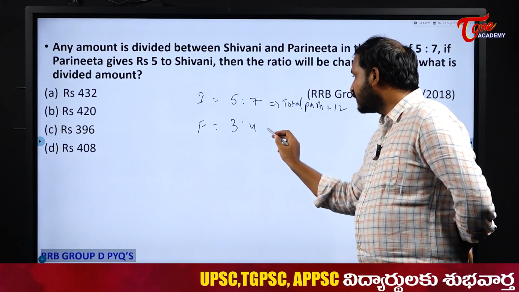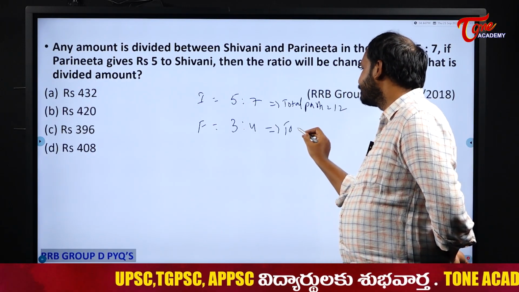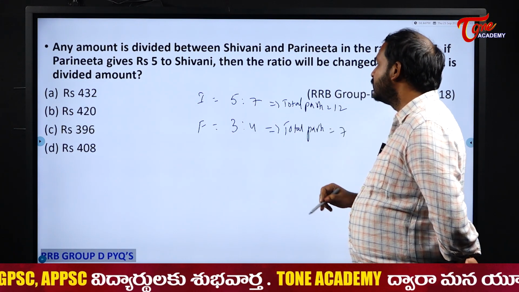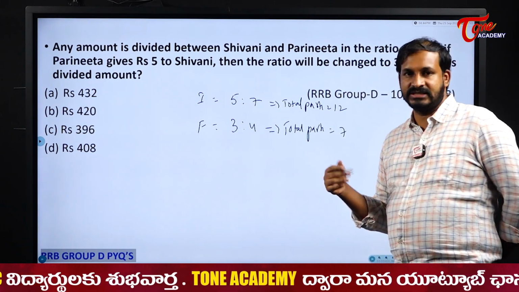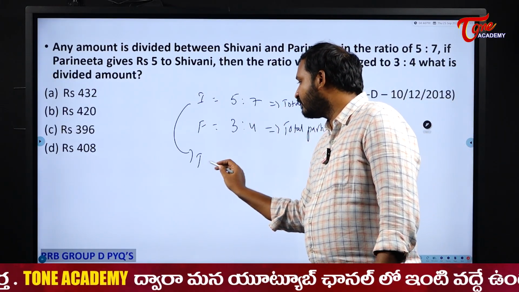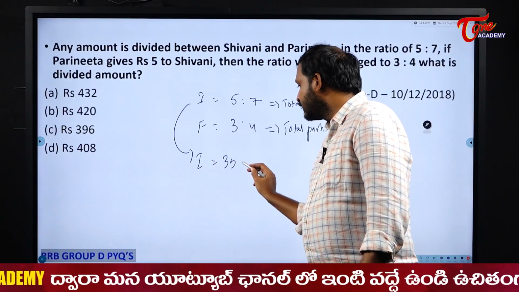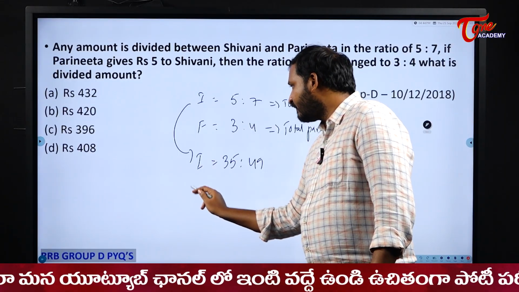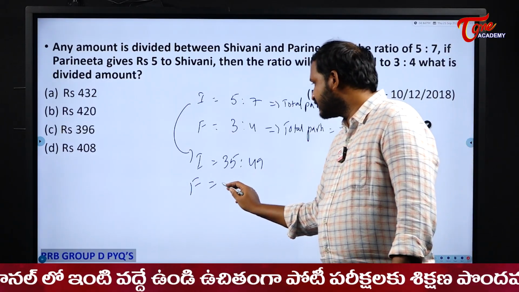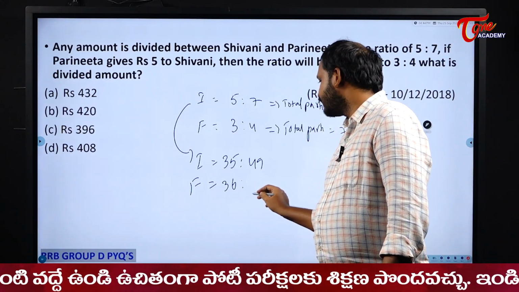12, sir. What is total parts here for us? Total parts here are 7. So how can I equate 12 and 7? Just cross multiply it. I will multiply 7 to this one, then my initial value will become 35 is to 7, 7 5s is 35... 7 7s is 49. And finally, 12 3s is 36. 12 4s is 48.